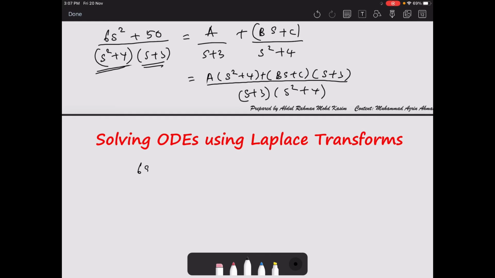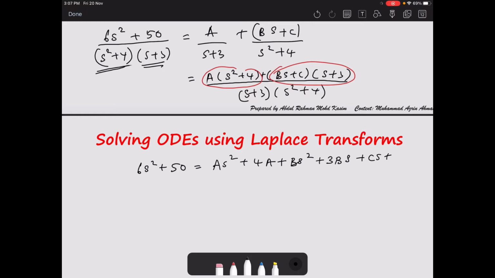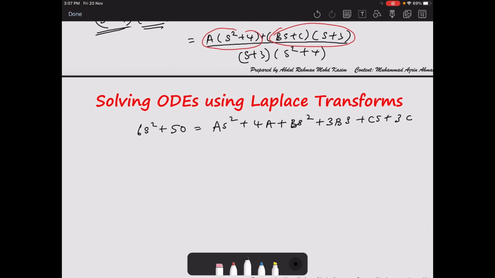The numerator says 6s squared plus 50 is equal to, you can expand this one. Okay, expand this one and also this one. So what we will get is As squared plus 4A plus Bs squared plus 3Bs, plus Cs, and then plus 3C. Okay, so now you may find what is your A, what is your B, and what is your C.